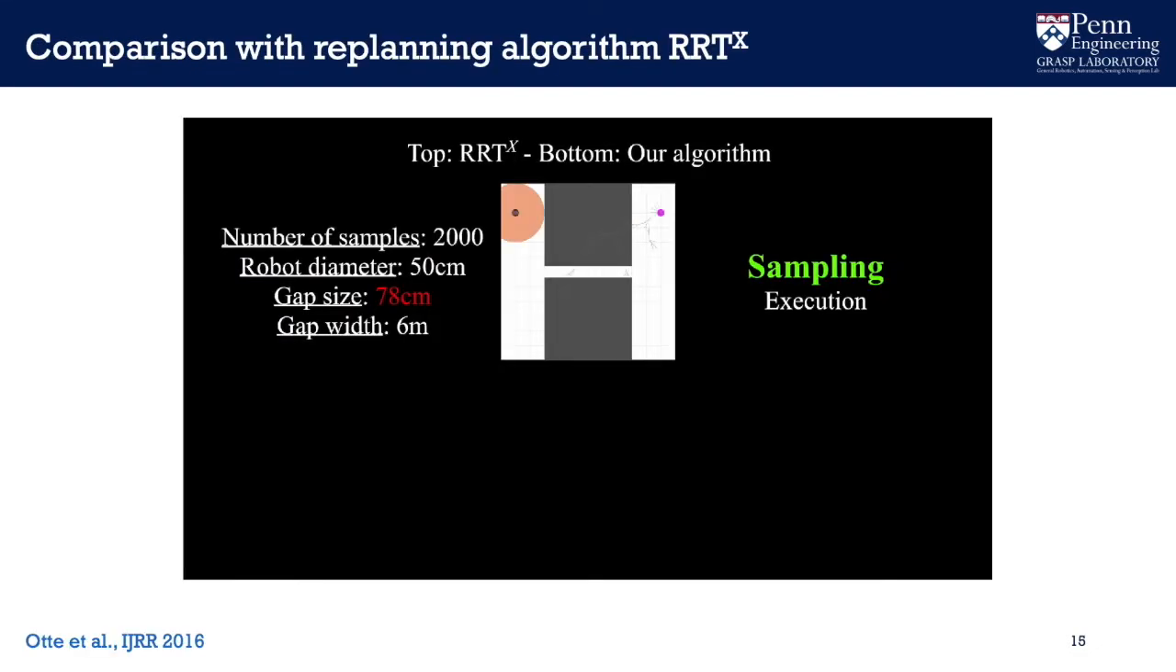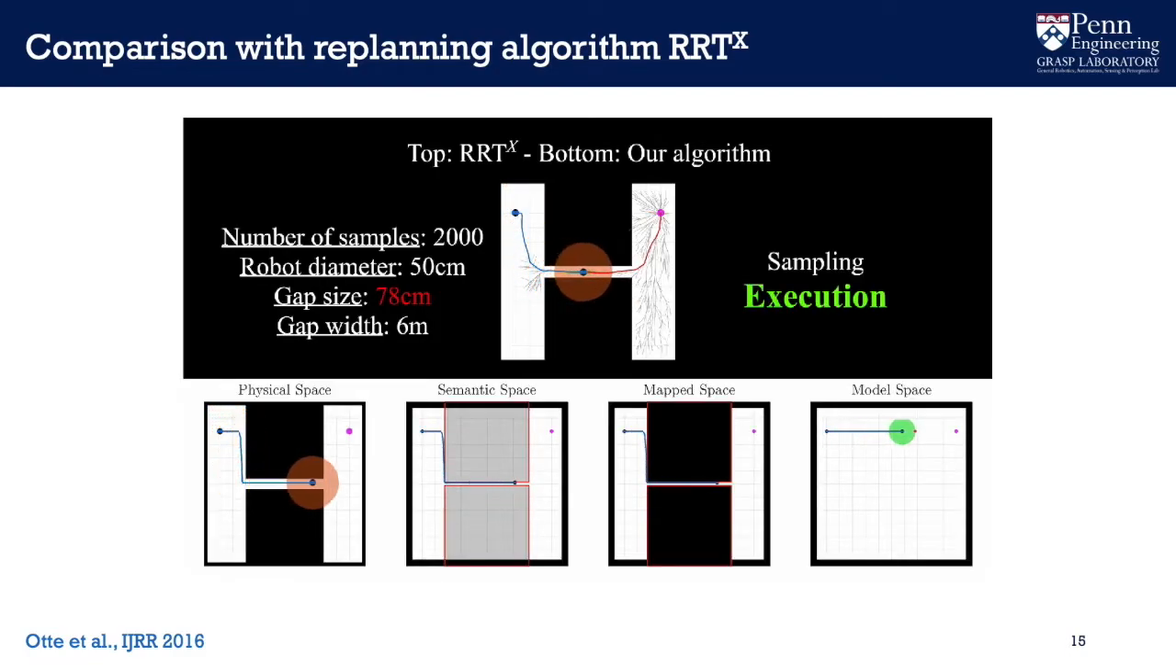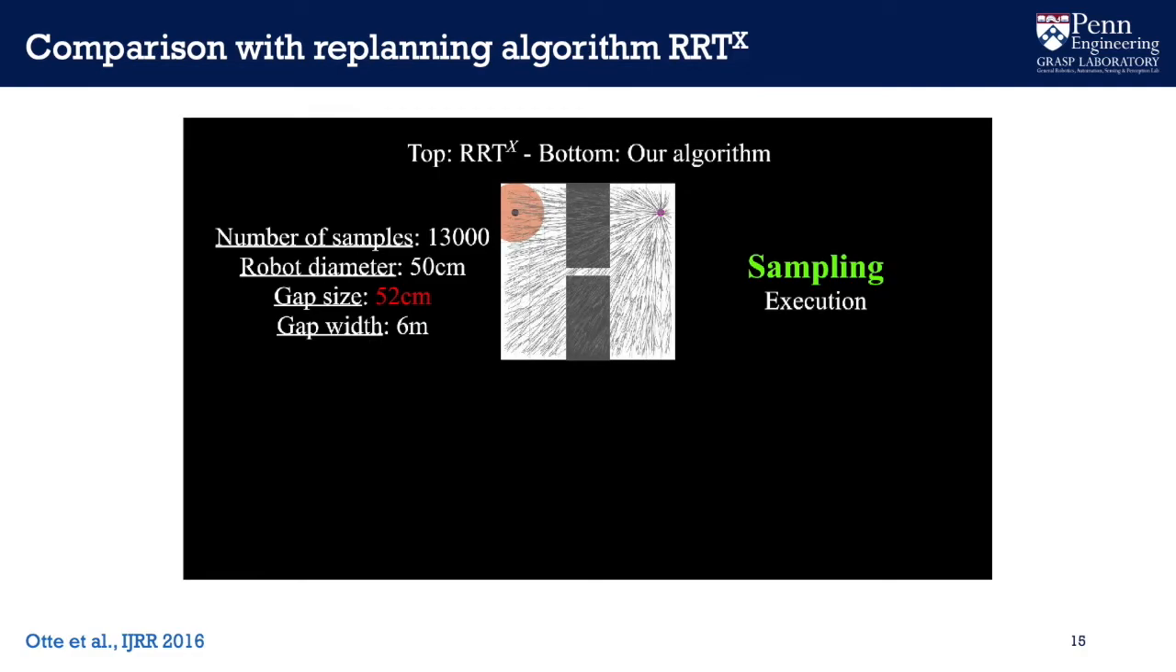We also compare our approach with a dynamic replanning algorithm, RTX, designed for unknown environments. As anticipated, in the presence of narrow passages, RTX requires an exponentially large number of samples to find the solution. On the contrary, our algorithm always guarantees safe passage to the goal.